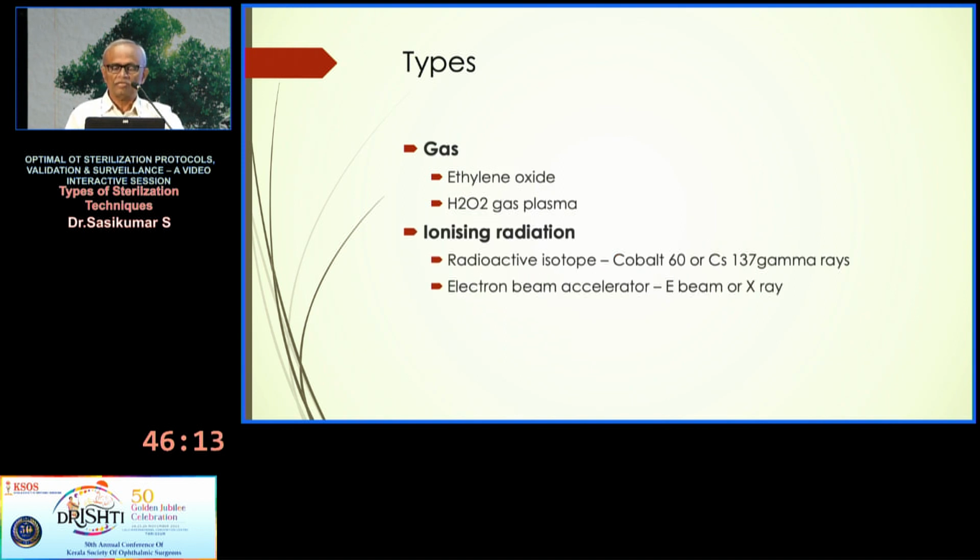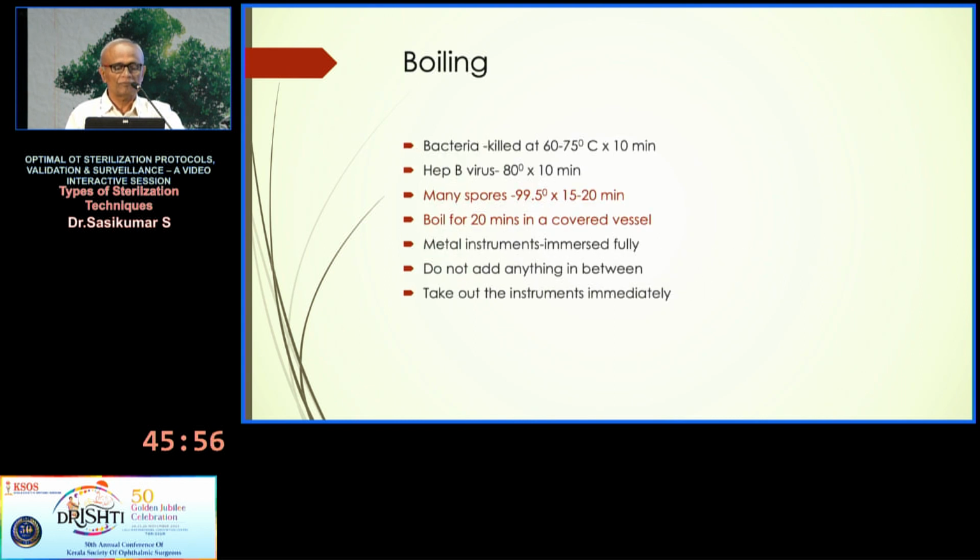Gas sterilization, ETO, is widely used. Gas plasma is more effective, but it's very costly. Both are low temperature sterilization processes. Ionizing sterilization, using ionizing radiations from radioactive isotopes and X-rays, is also useful, but cannot be done in the hospital setup.